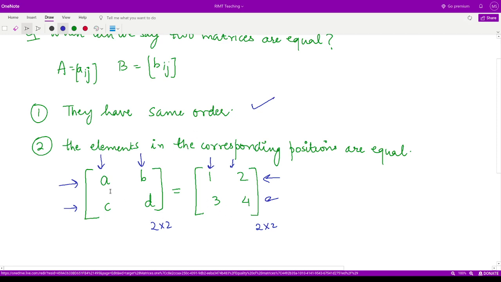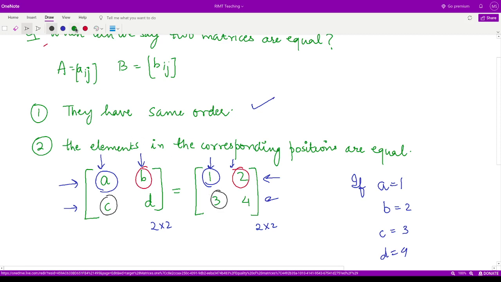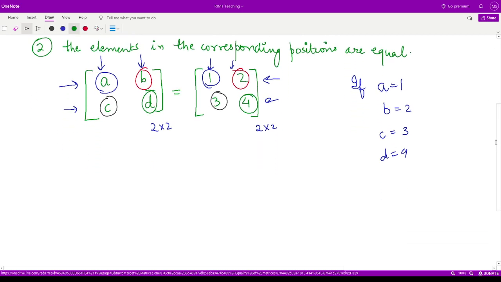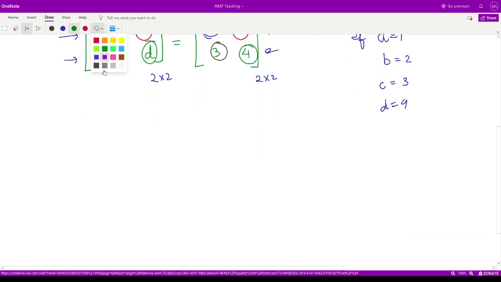And then we have to see if the corresponding entries are equal or not. So in this case, if A is equal to 1, B is equal to 2, C is equal to 3 and D is equal to 4, the corresponding entries, that means A is 1, B is 2, C is 3 and D is 4. So in that case, both of these matrices are equal to each other, right? So let's see certain questions regarding this concept.